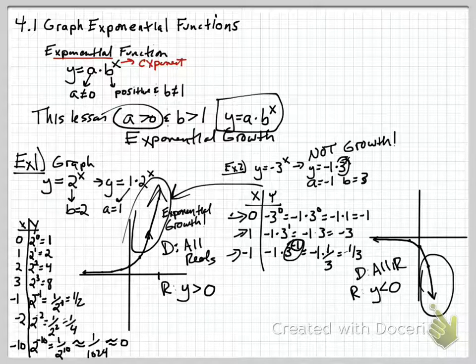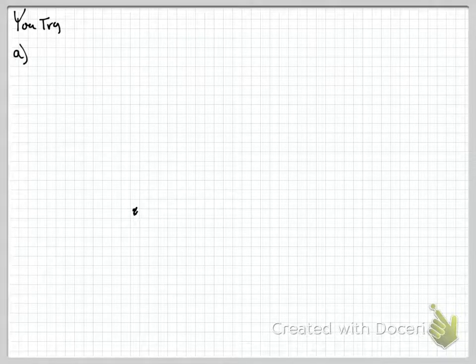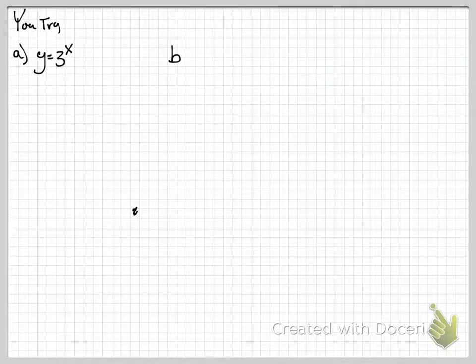Now, what I'd like you guys to try is the following. See if you can graph this coming into class. Try two graphs. A, see if you can graph y equals 3 to the x power. And for B, see if you can graph y equals negative 2 times 2 to the x power, and see how that goes. And we'll go over it tomorrow.